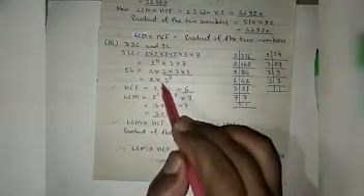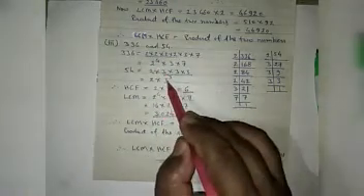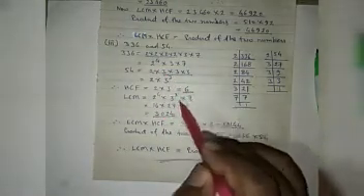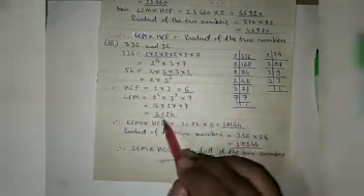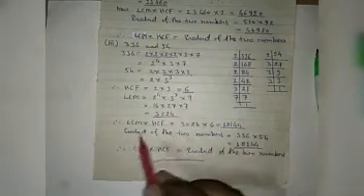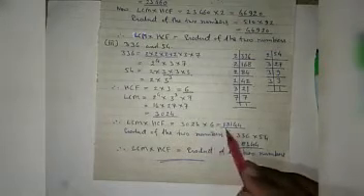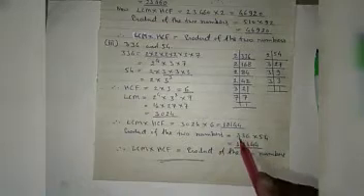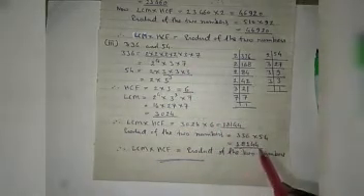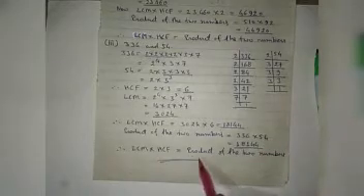For LCM, you have to take the highest power of each factor. So 2 comes 4 times, means 2 power 4 into 3 power 3 into 7. 2 power 4 gives 16, 3 power 3 means 27, into 7. Multiplying these numbers will give 3026. Now LCM into SCF equal to 3026 into 6, that is equal to 18144. And the product of two numbers is equal to 336 into 54, that is also equal to 18144. So here the LCM into SCF is equal to the product of two numbers.